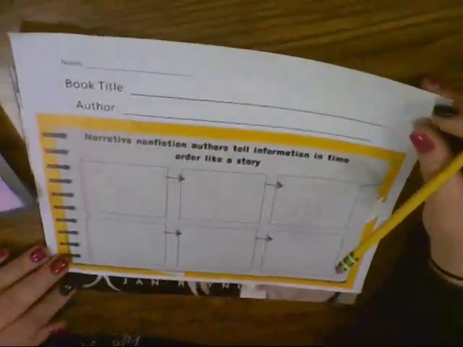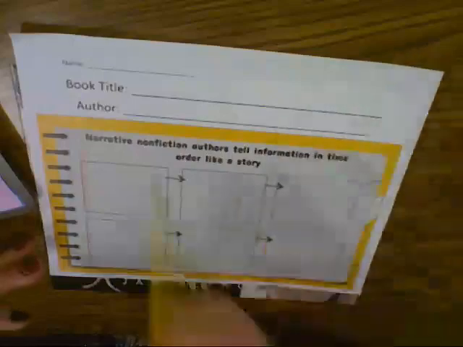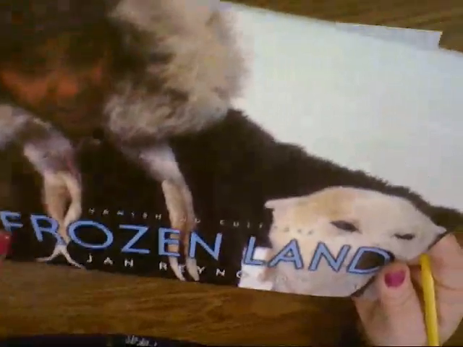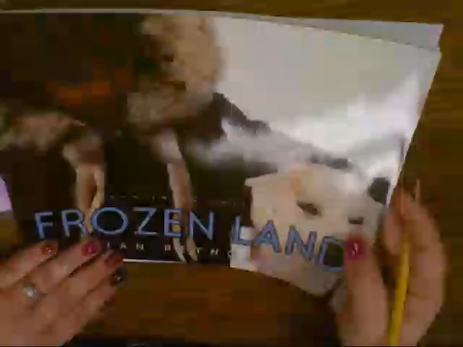some really interesting books. For this activity, you'll need something to write with, and you'll need this handout from your teacher. Now, we are going to be using the book that we read in class, Frozen Land, and I will try and get a link down here so you have a copy of it to look through and reference back to. But we're going to use this to fill in our timeline for this week's activity.